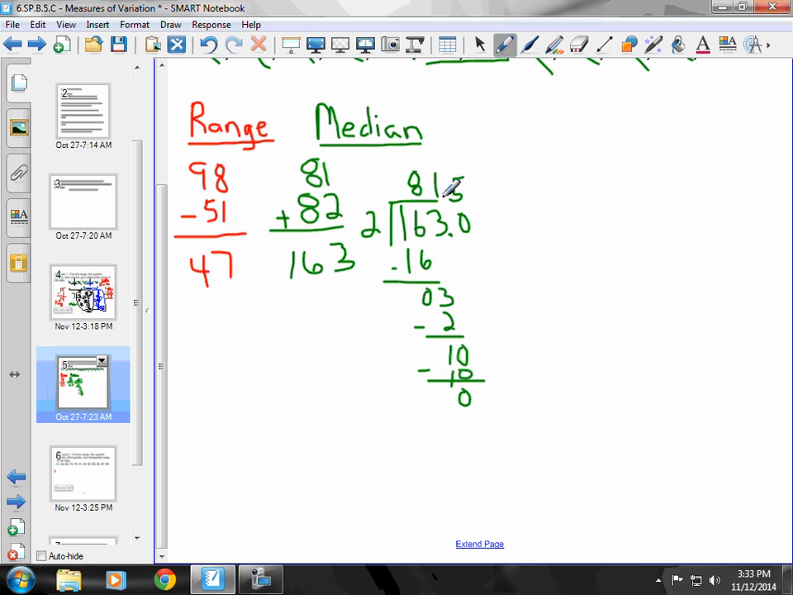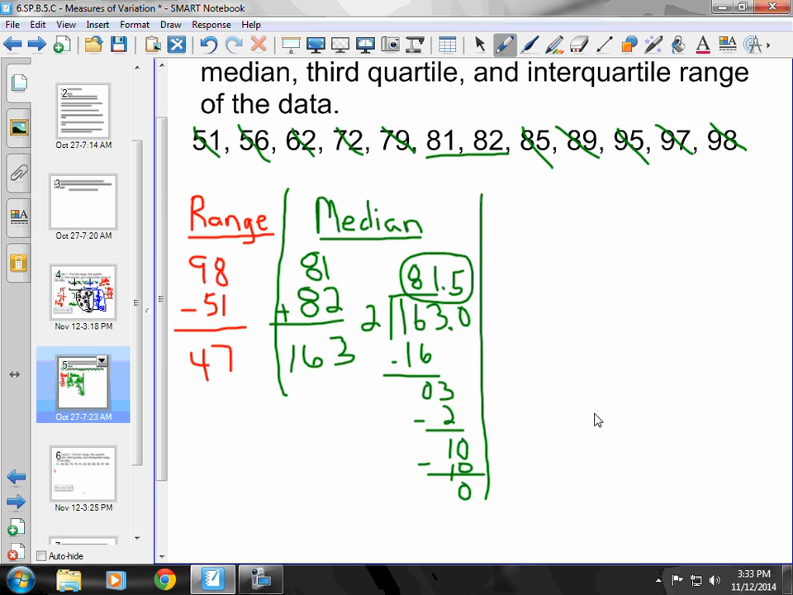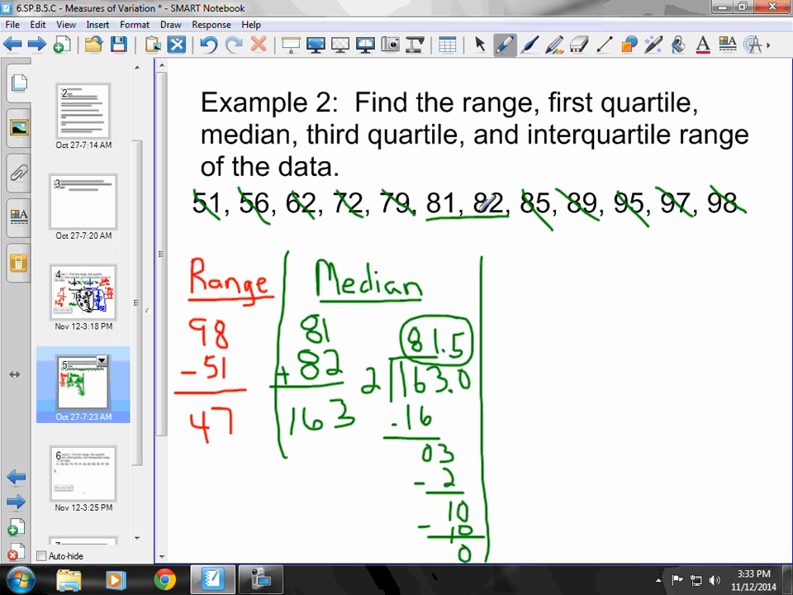Bring my decimal straight up, and now my median is 81 and 5/10. Back to what I was talking about with the change. If you have $81 and $82, halfway between $81 and $82 is $81.50. Another way you can think about this, it maybe makes things go a little bit quicker for you. So 81 and 82, 81.5 is going to be somewhere here in the middle. So I'm putting my dotted line.